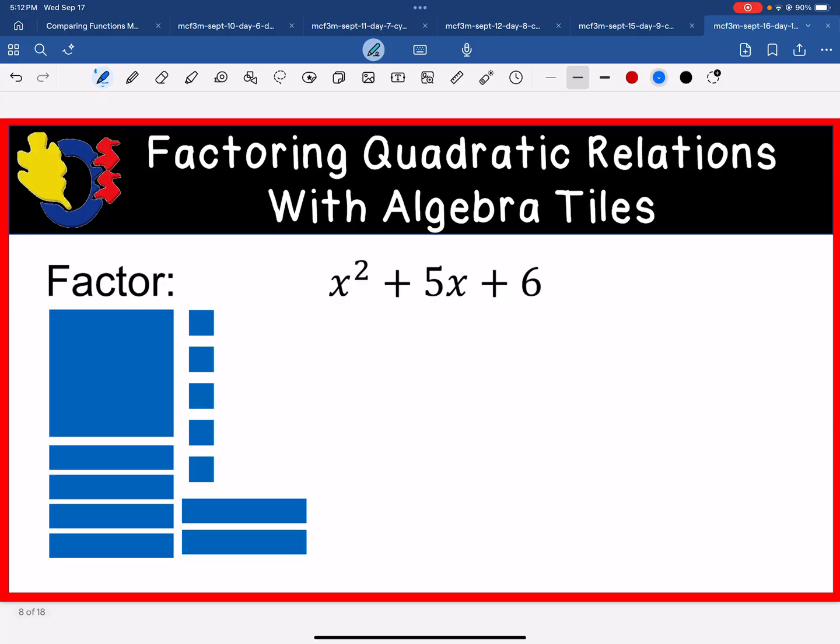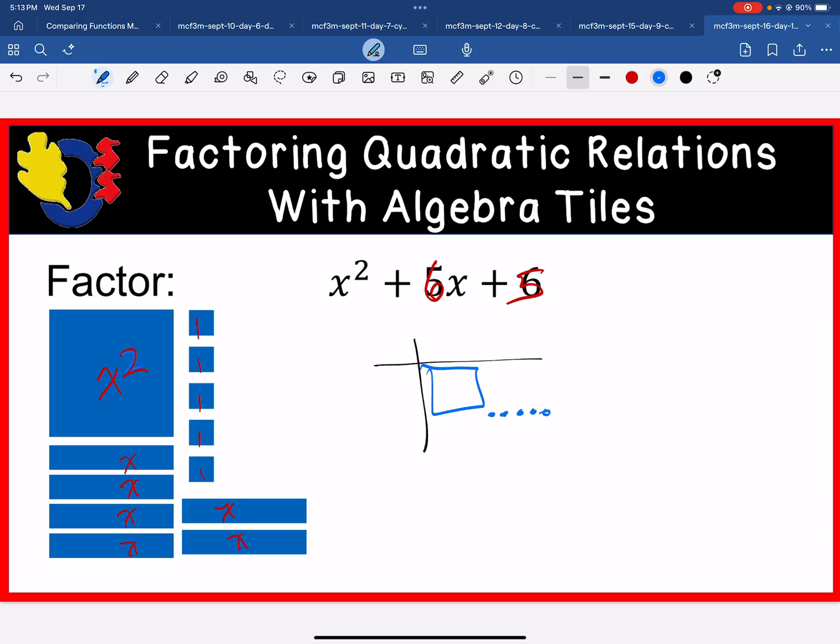Okay, this is the one where I forgot to change it. So we should have 1, 2, 3, 4, 5, 6, so 6x, and 1, 2, 3, 4, 5 ones. Okay, so let's try this example. So we have our x squared in the corner, and then we have 5 ones. I'm going to use dots instead. So 1, 2, 3, 4, 5.